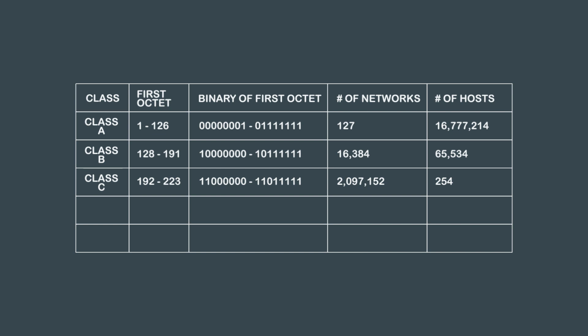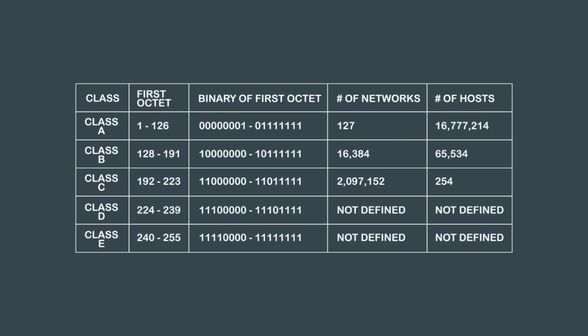192.0.0.0 to 223.255.255.255, with 2,097,152 networks and 254 hosts in each of the 2 million networks. A Class D network is used for multicasting, which we'll discuss later when we talk about routing protocols, and a Class E network is used for research and future use.